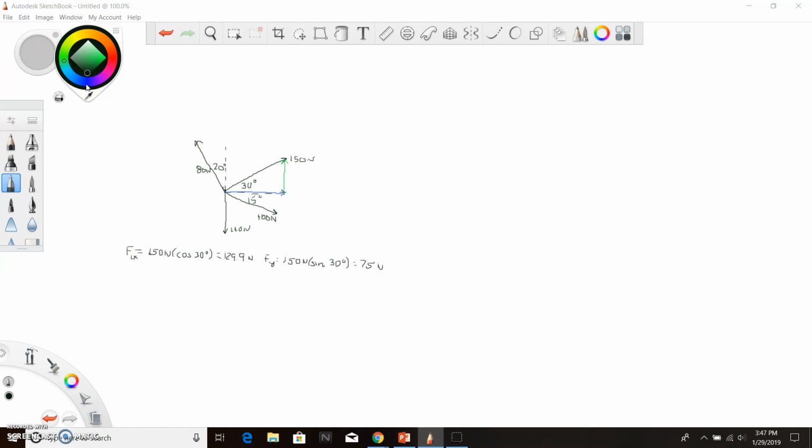Okay, so if we look at our F2, which is going to be our 80 newton force, I'm going to do the Y direction first this time. We're going to use cosine of 20 degrees there, and then our X direction, that one is going to be negative. So we have to make sure that F2x, that component, is going negative.